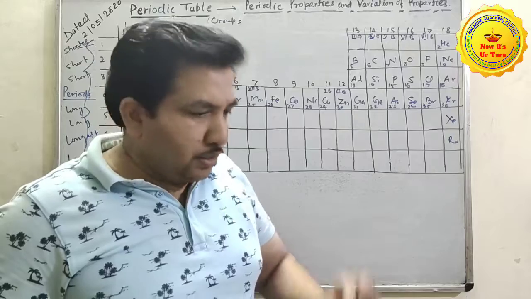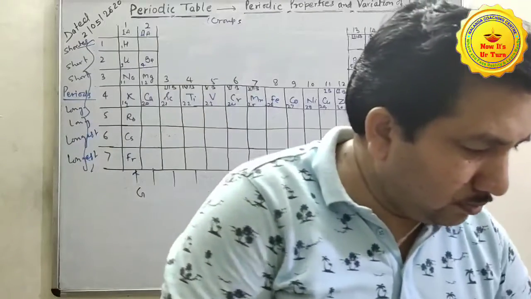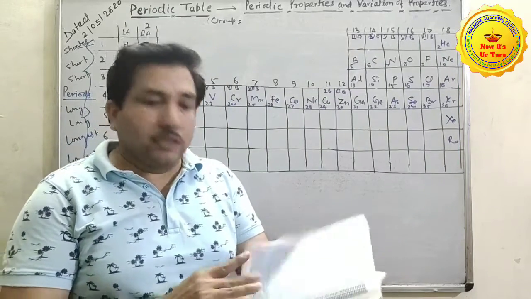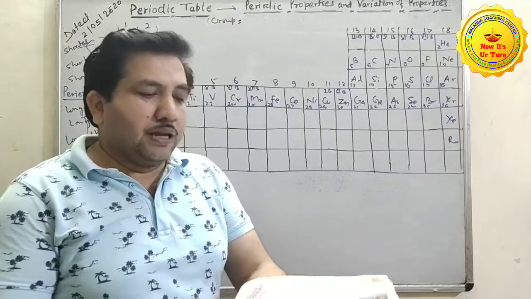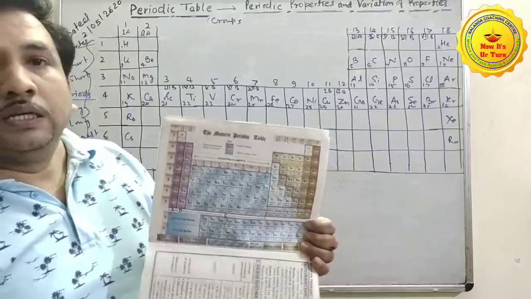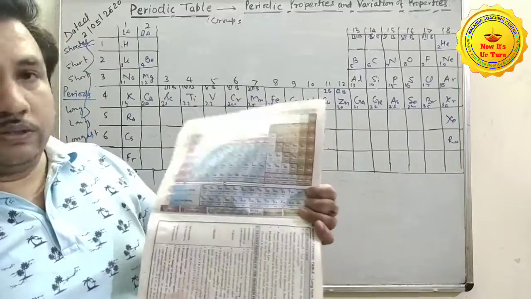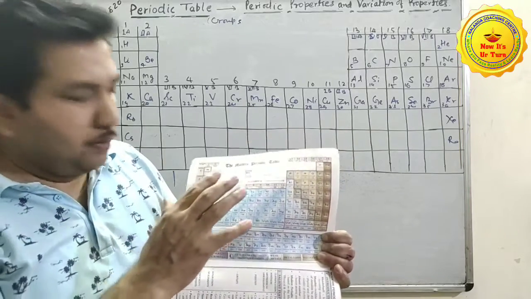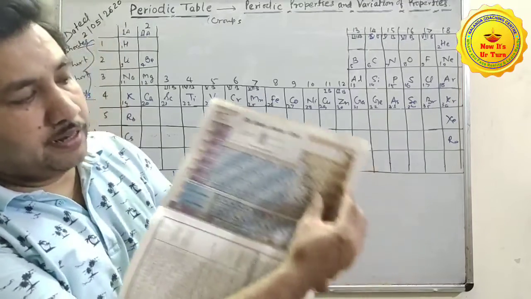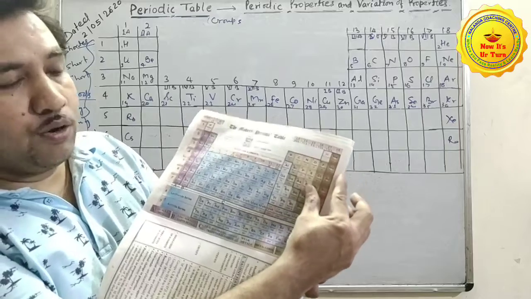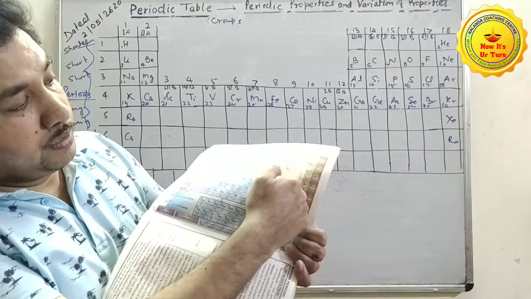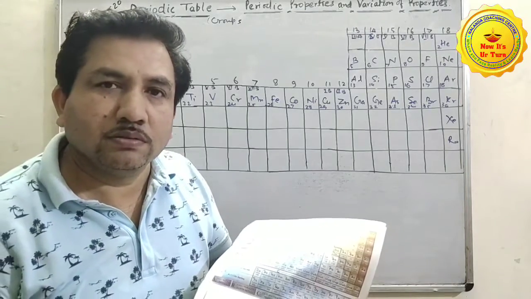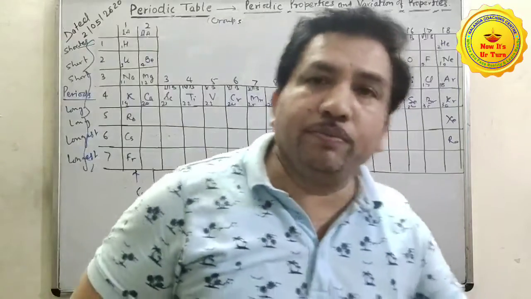Here we have a table in your chemistry book, because we have not 3 or 4 types of colors of markers, that's why I would like to show you this table. Here we have 3 classes: metals, and here in brown color these are non-metals, and here in gray are metalloids. Clear?